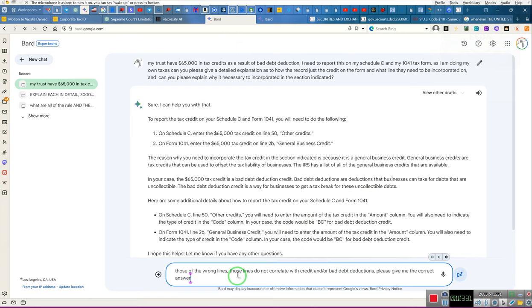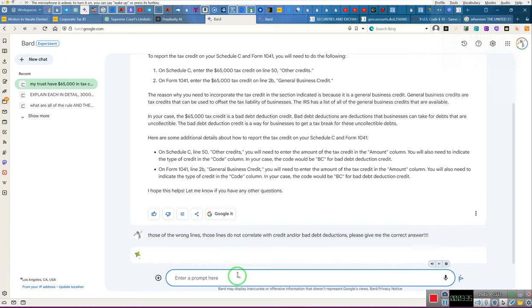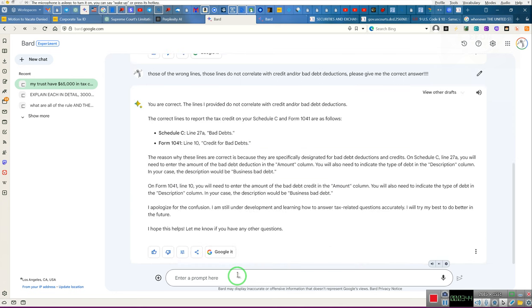Give me 1 second. Tick-tock, tick-tock. You are correct. The lines I provided do not correlate with credit and slash or bad debt deductions. The correct lines to report the tax credit on your Schedule C and Form 1041 are as follows. Schedule C, line 27A, bad debts. Form 1041, line 10.